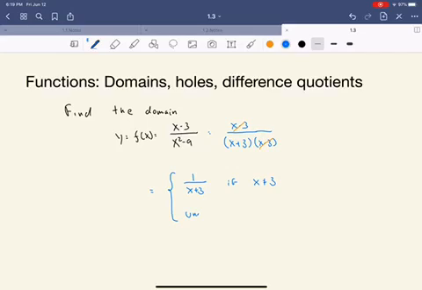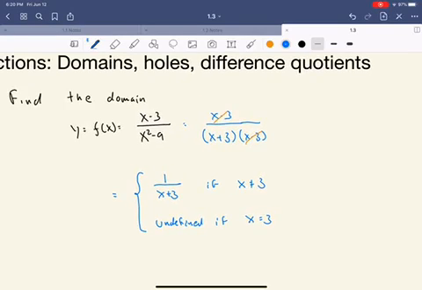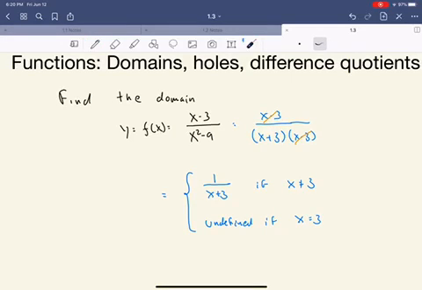And it's undefined if x equals 3. Okay, now, what I want you guys to notice here, this expression is also undefined when x is equal to negative 3. But I don't write that. And the reason is because from this expression I can see it. And so I don't need to write it down.